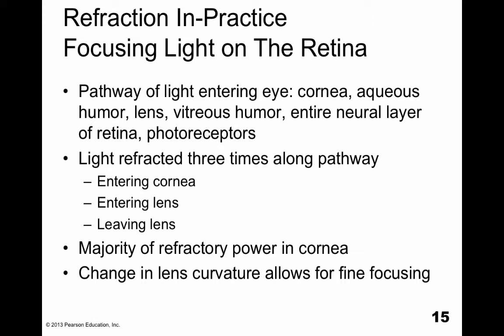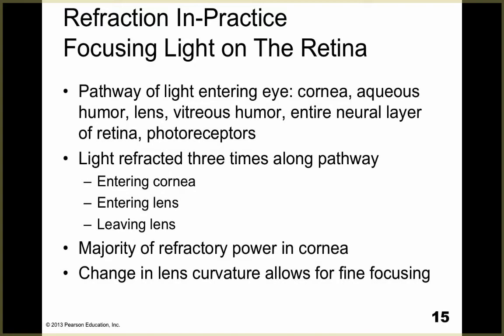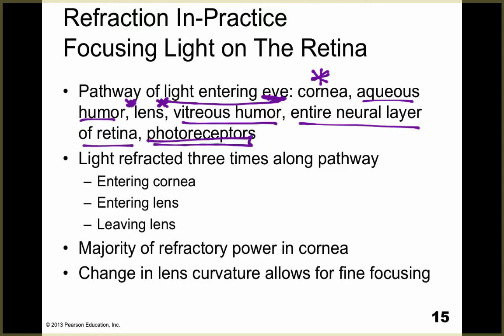So when we go on a path from when the light comes into our eye through when we see it, it actually has a very specific pathway. Light is going to enter the eye. It's going to go through the cornea. That's one place it's going to refract. It's going to go through the aqueous humor, and then it refracts as it goes into the lens and as it exits. Then it goes through the vitreous humor, the entire neural layer of the retina, and then it finally gets to the photoreceptors. So light essentially refracts in 3 places along this path.